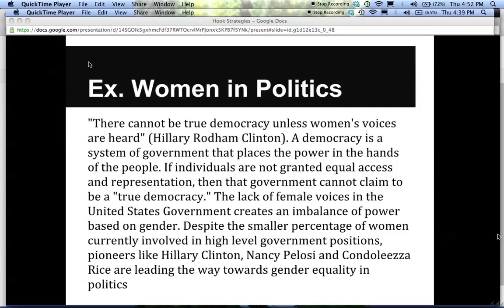If individuals are not granted equal access and representation, then that government cannot claim to be a true democracy. The lack of female voices in the United States government creates an imbalance of power based on gender. Despite the smaller percentage of women currently involved in high-level government positions, pioneers like Hillary Clinton, Nancy Pelosi, and Condoleezza Rice are leading the way towards gender equality in politics.